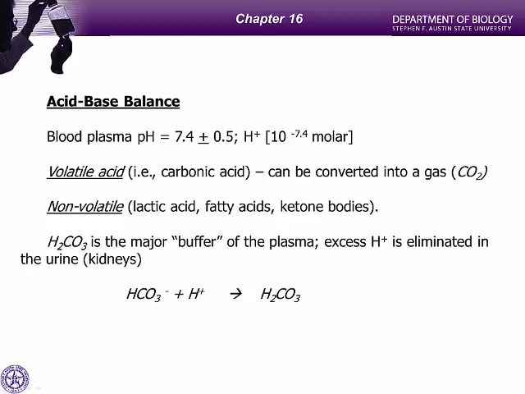And even better, when we get to the next chapter on kidneys, if we have a low pH, which means a lot of excess hydrogens, we can eliminate that in our urine. And that's one of the reasons why our urine typically is going to be more acidic than the rest of our body.